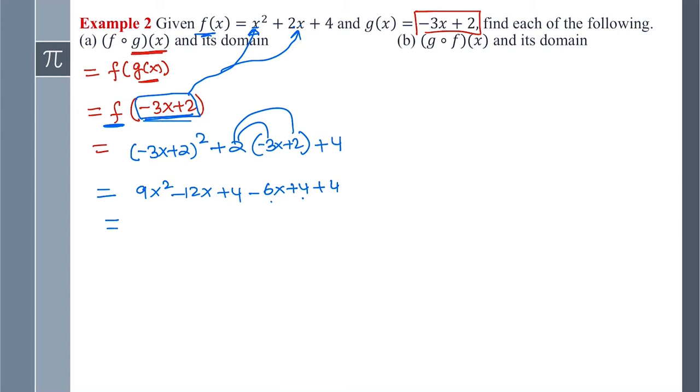Now if we combine the like terms, then we get 9x squared. So negative 12x minus 6x is minus 18x. Then 4 plus 4 plus 4 is plus 12. Now the domain of this composition function: this is a polynomial function, so the domain is all real numbers.